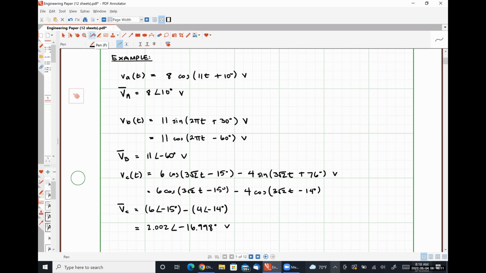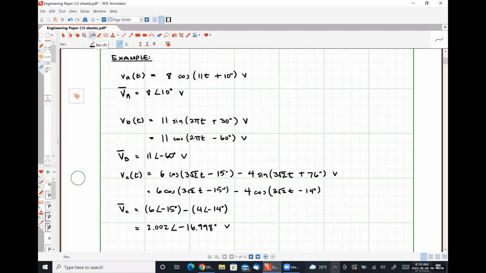All right. So converting from the time domain into the frequency domain is fairly straightforward. Converting from the frequency domain into the time domain is very straightforward as well. The only thing that we have to be careful about is that we need to know what omega is in order to do it. Okay.